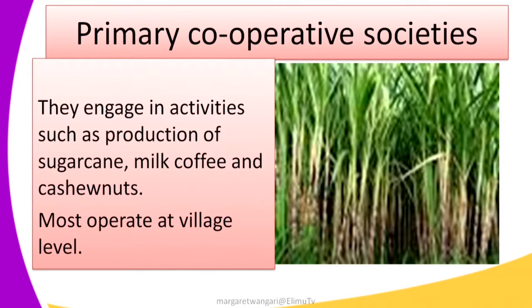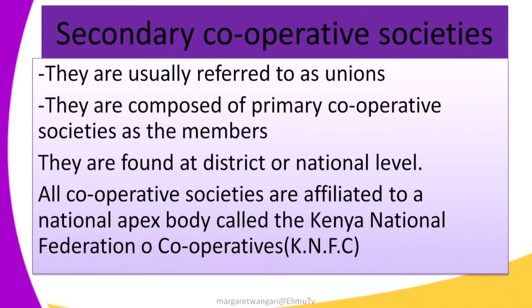And let's now look at secondary cooperative societies. What are they? And who forms them? Secondary cooperative societies are also referred to as unions, and they are composed of primary cooperative societies. So what do you mean? Are you able to distinguish between primary and secondary cooperative societies? We have said that primary cooperative societies are formed by individuals. But now, these primary cooperative societies can come under one umbrella and form what we are calling a secondary cooperative society.